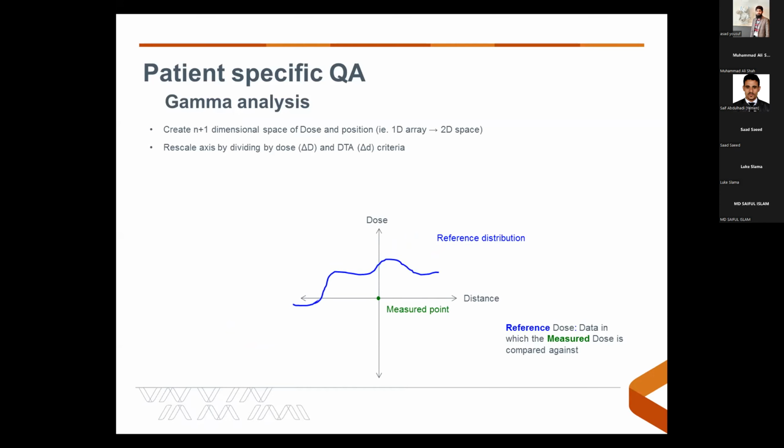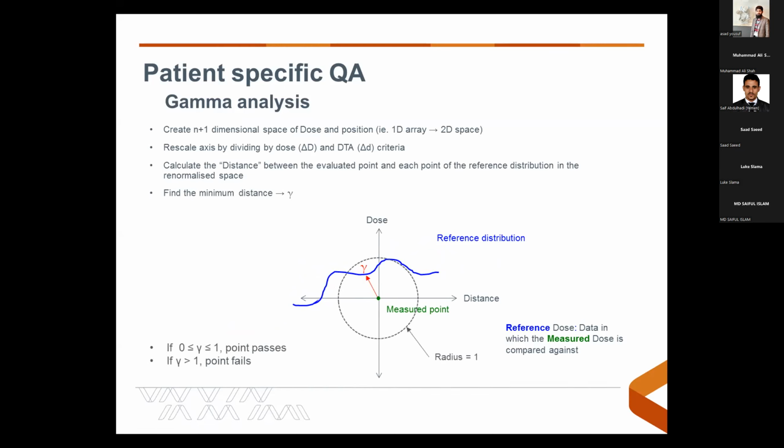Then you rescale the axes by dividing by the dose and the DTA criteria. Then you calculate the distance between the evaluated point, or the measurement point, and each point in the reference distribution in the renormalized space. The minimum distance is your gamma value for that measurement point. If the gamma value is less than 1, the point passes. If it's greater than 1, the point fails. You repeat this for all points in the measurement distribution, and the number of points that pass over the total number of points is your gamma pass rate.